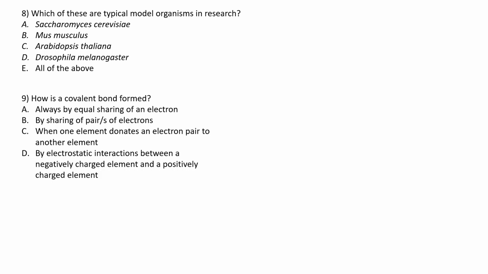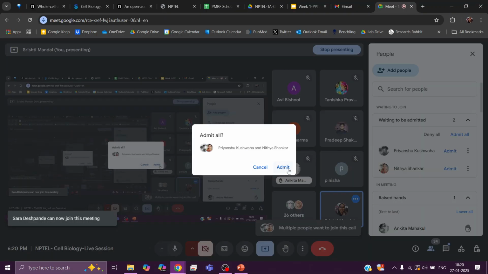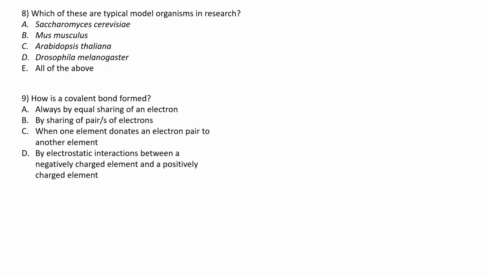Now, why is A not correct? Because they're sharing, but is it always equal sharing? You might have seen in your coursework something called a polar covalent bond. That is when one atom is more electronegative than the other, so it pulls the electron pair a little closer to itself. So it becomes a little bit negative and the other becomes a little bit positive. It's a slightly unequal sharing, but not a complete donation of the electron either. So the answer here is B: sharing of a pair of electrons either equally or unequally.